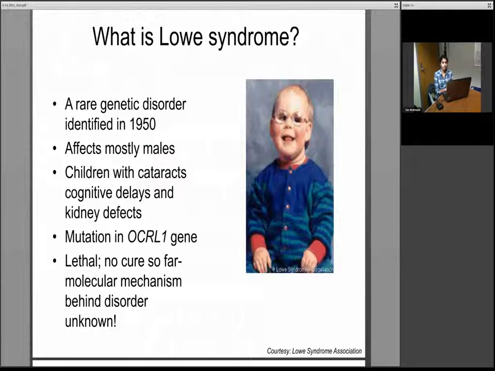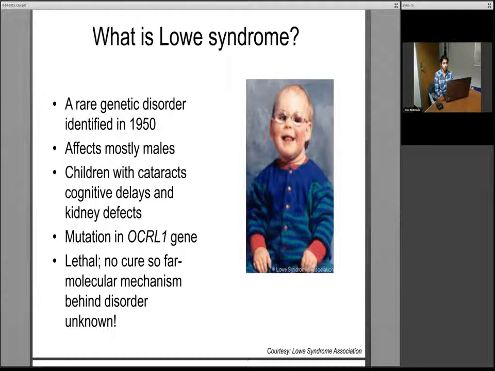So, very briefly, what is Lowe syndrome? It's a rare genetic disorder that was identified in the 1950s, and it was later identified that mutations in the gene OCRL1 are known to cause Lowe syndrome, and mostly males are affected by this disease.